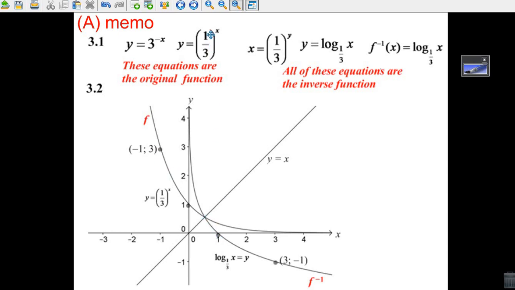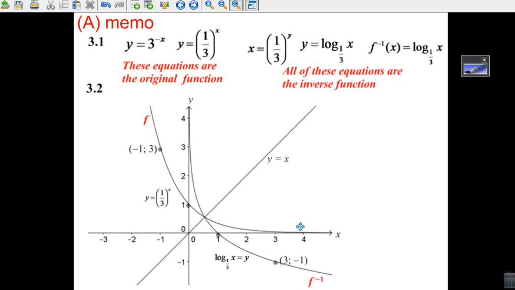Now if you put in 1, you get 1/3. You don't have to graph that, because you know the basic shape: it comes through, goes to 1 and gets closer and closer but doesn't touch the x-axis. So there's the sketch of 1/3 to the x.